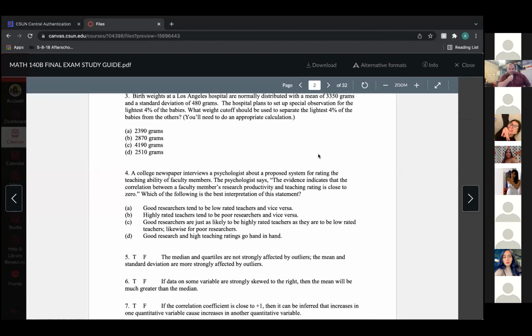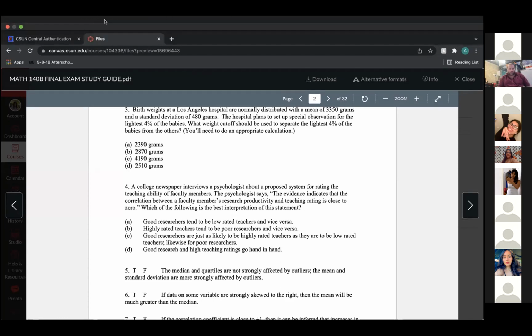Let's see. It says number four, a college newspaper interviews a psychologist about a proposed system for rating the teaching ability of faculty members. The psychologist says the evidence indicates that the correlation between a faculty member's research productivity and teaching rating is close to zero. Which of the following is the best interpretation of this statement? Well, if it's close to zero, essentially there's no linear correlation between them. So it's certainly not A.